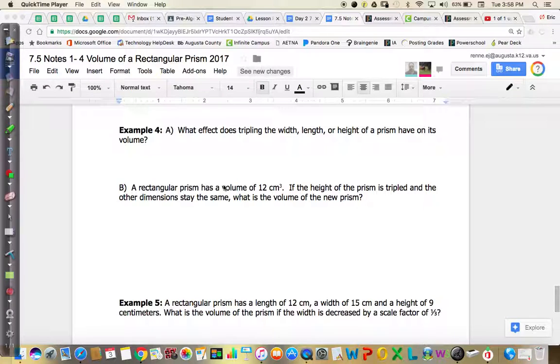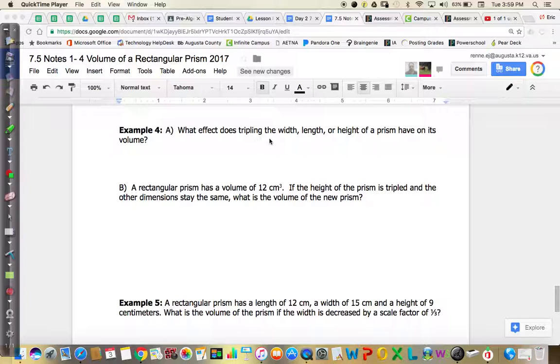To part 3 of my notes on volume of a rectangular prism. So today's part 3 of our notes, I'm actually on page 4 of the packet, 6-4, is going to look at word problems. And here is the first one called example 4. So we have a part A and a part B.